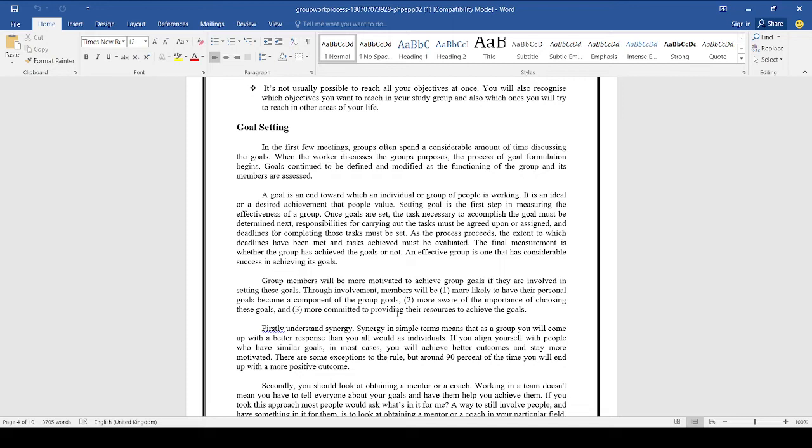We can see the synergy of individual goal and group goal. So synergy means that as a group you will come up with a better response. Especially individuals, we can talk about the synergy. We will know about the synergy of the group members to achieve their individual goals through group activities. It will also help to achieve the group goal.